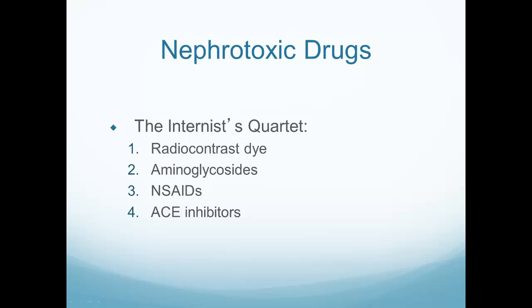A medication called aminoglycosides, these are antibiotics, gentamicin being one of them in this class. Aminoglycosides are also nephrotoxic drugs. They're going to burn holes in that kidney and cause damage to the kidney. NSAIDs, non-steroidal anti-inflammatories, this is your Motrin, your Advil, stuff like that. And then we have our ACE inhibitors, angiotensin-converting enzyme inhibitors. These are medications that are used to control blood pressure.